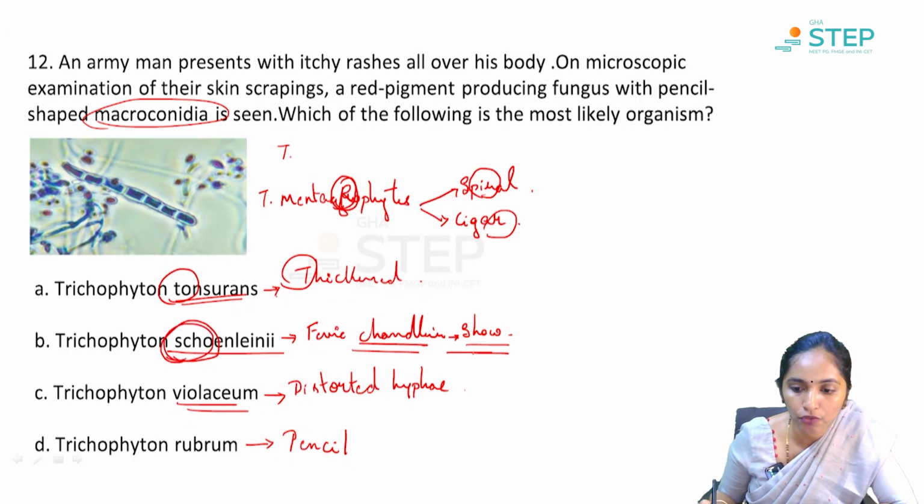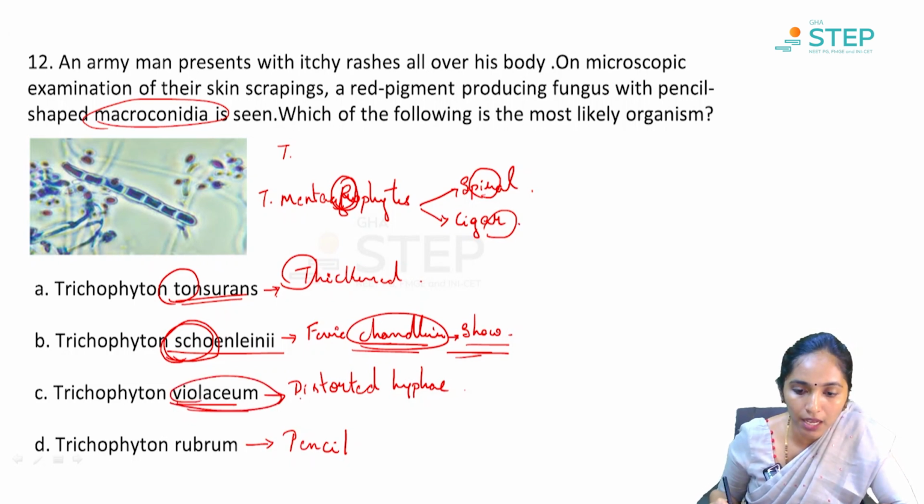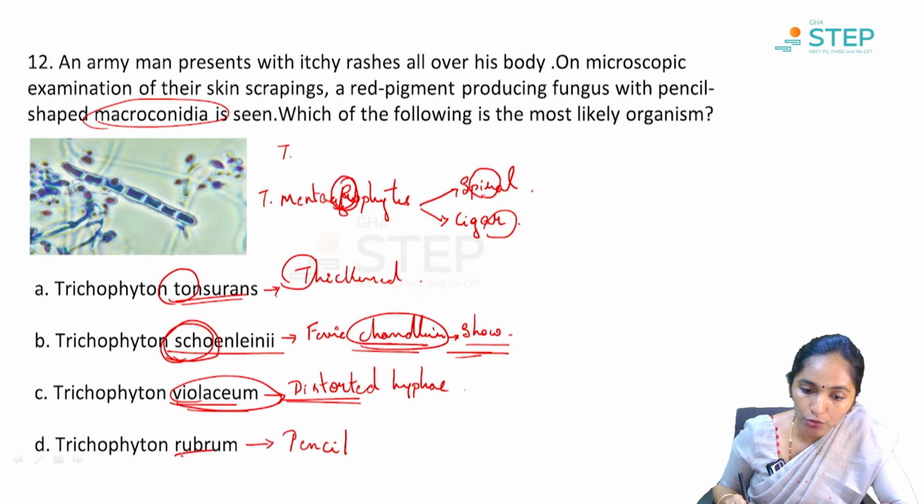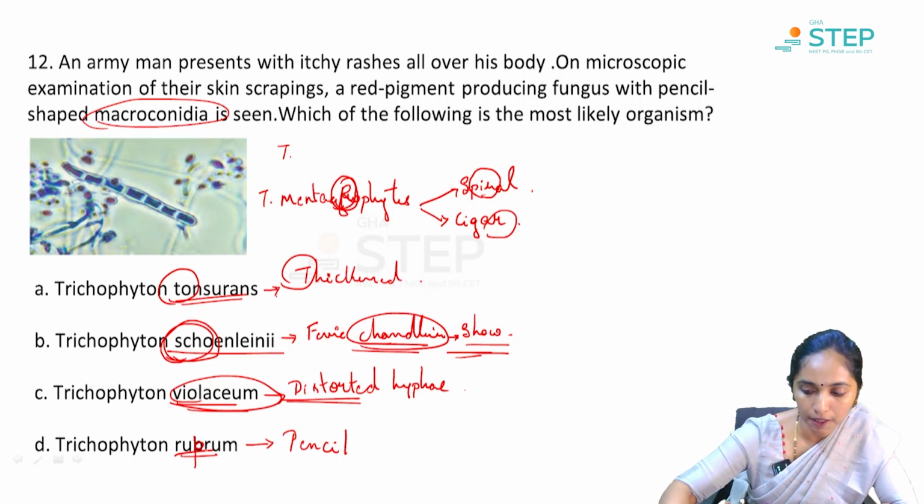Schoenleinii is show. For show, what do we use at home? We use a chandelier. So favic chandelier type macroconidia. Violaceum. Due to violence, the hyphae has got distorted. So distorted hyphae. And rubrum, we should remember. So rubrum, B, you can just remember like this. B, make it P, is your pencil-shaped macroconidia.